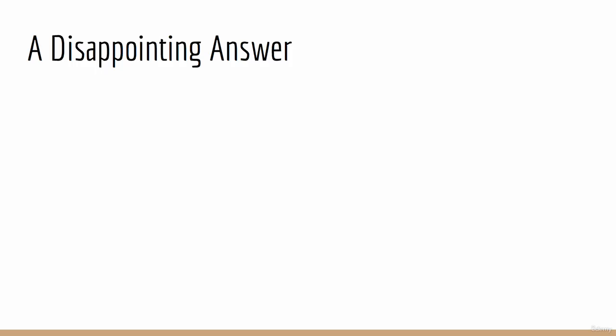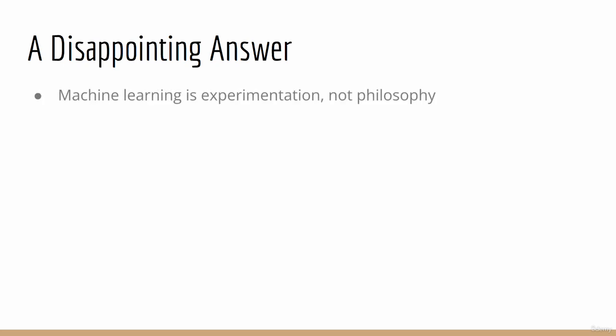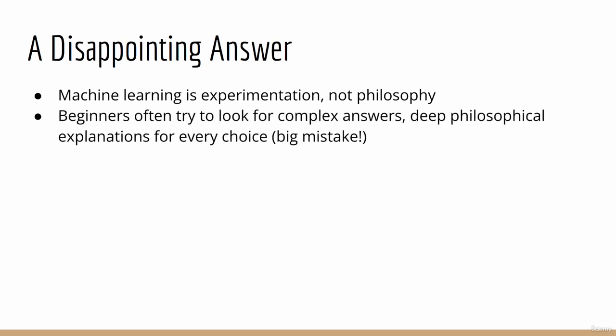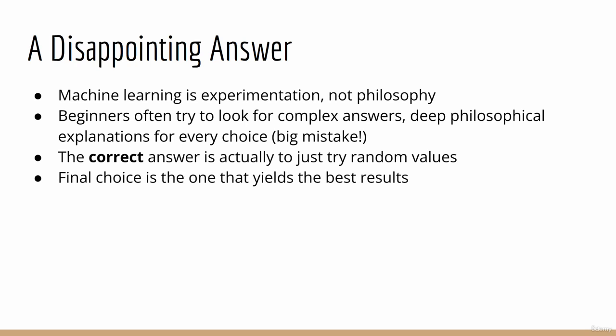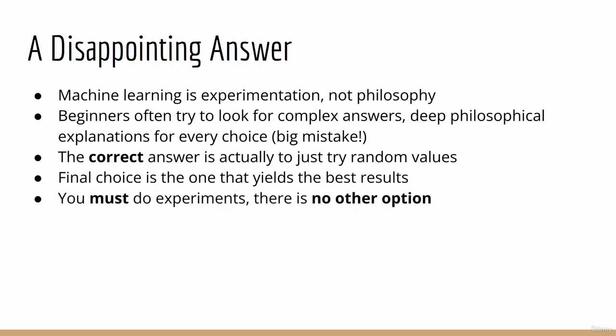So the answer to this question, although many of you may find this disappointing, is my famous rule: machine learning is experimentation, not philosophy. The problem is, many beginners start to look for deep philosophical reasons for choosing this number of hidden layers or that number of hidden units. In fact, the correct answer is to simply try random values and see what result you get. Obviously, the final choice should be the one that gives you the best results. The basic idea is that you must do experiments. There is simply no other option.